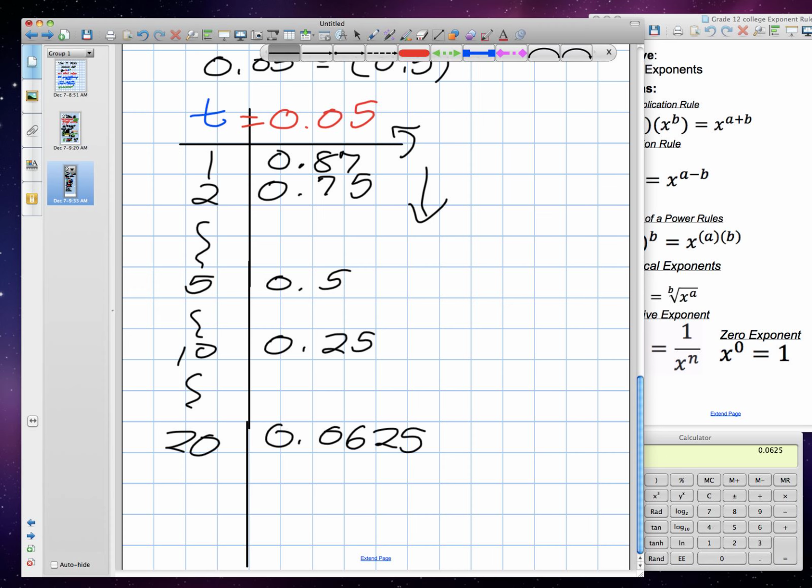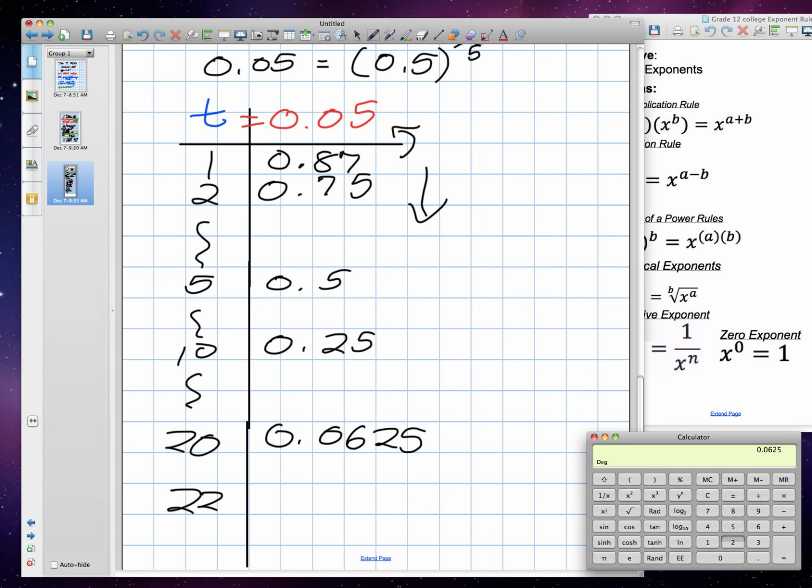Now, because we've jumped quite a bit, if I had actually put in all the values up to 20, this would have taken me a very long time to do. We jumped. We're getting close. We're looking for 0.05. We're at 0.06. So I'm going to start to slow down a little. Okay? I don't want to jump too far. So I'm going to jump up to 22. See where that takes us.